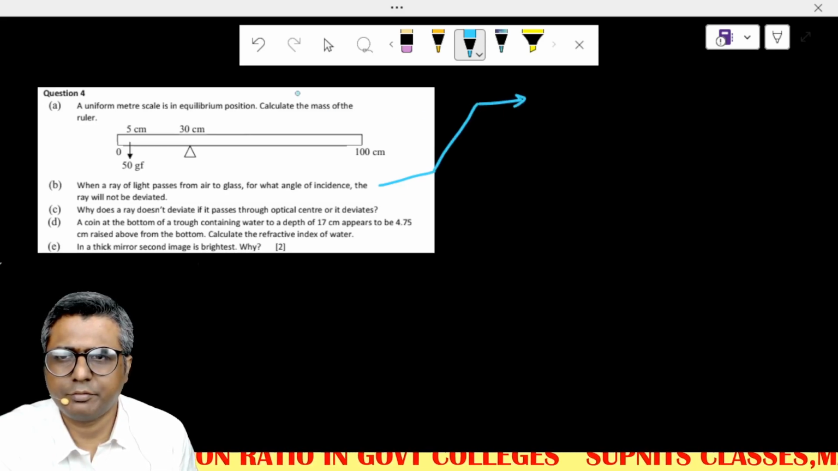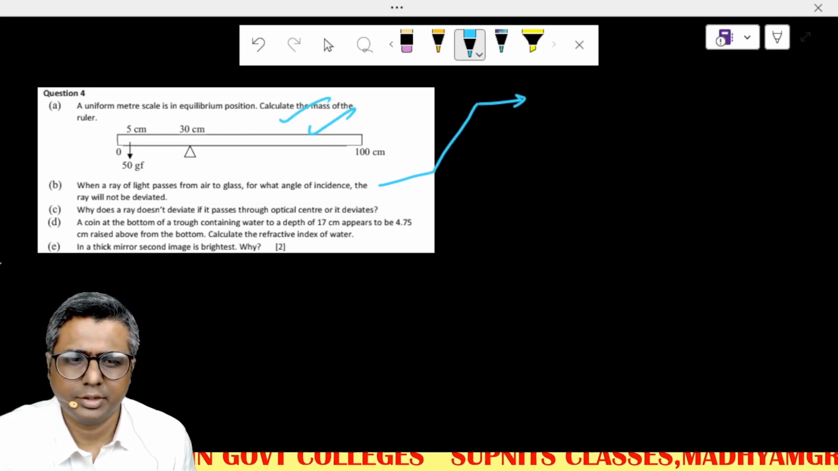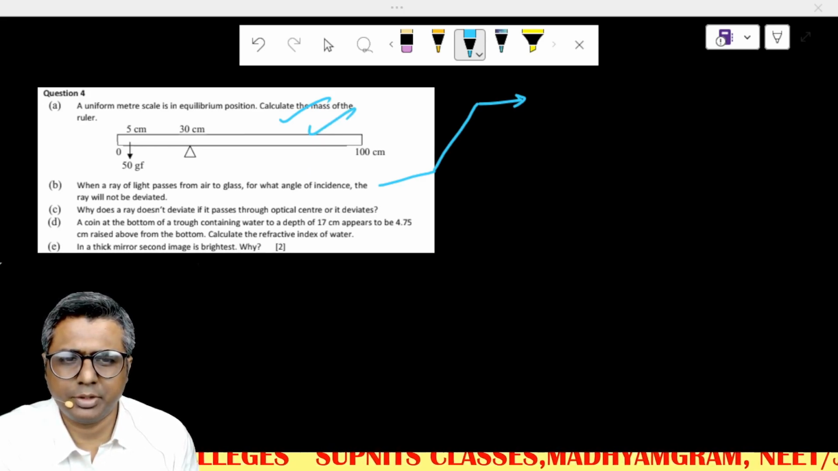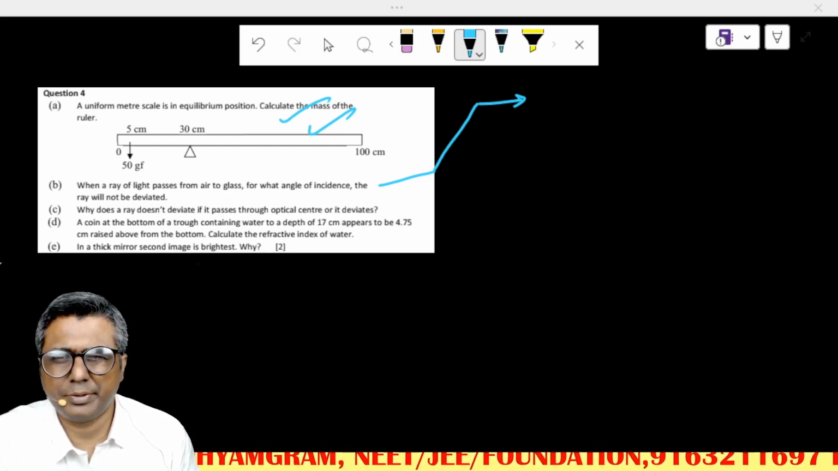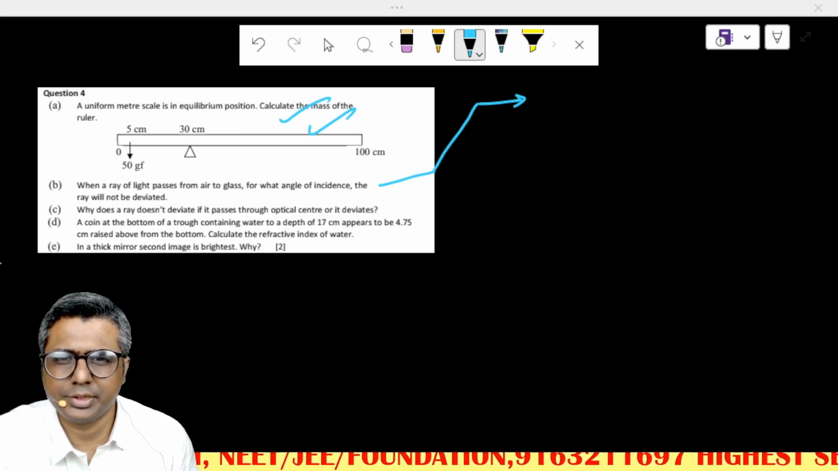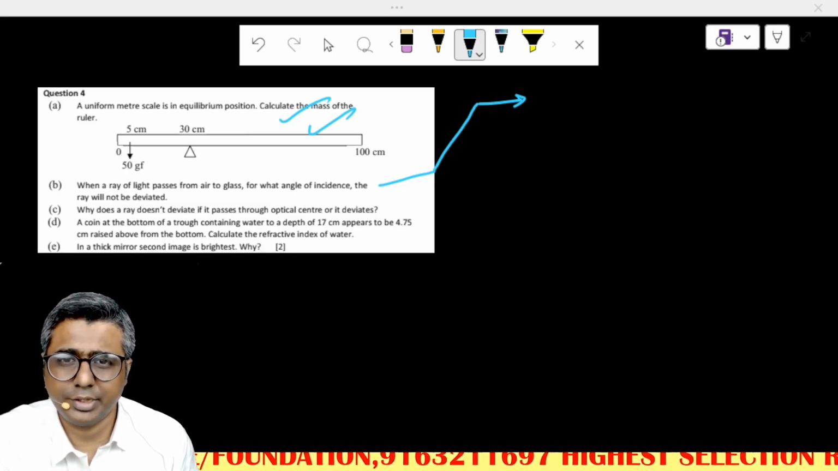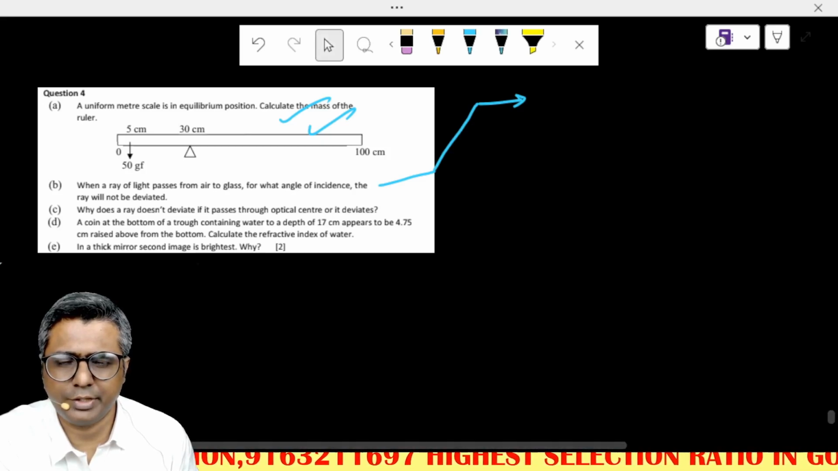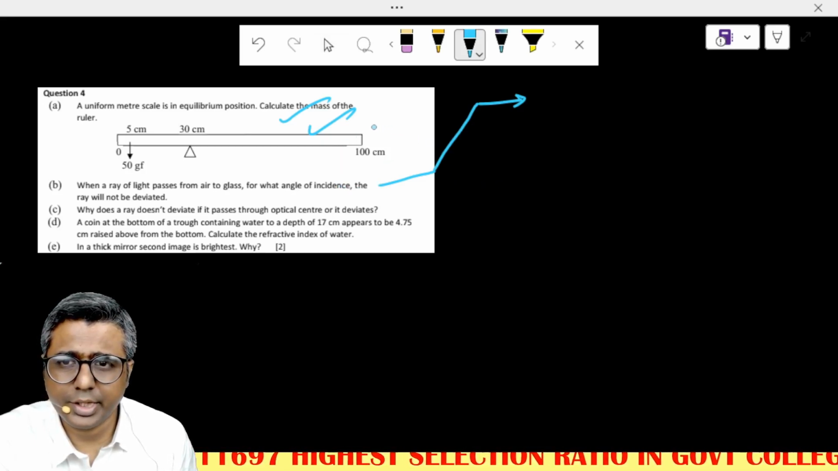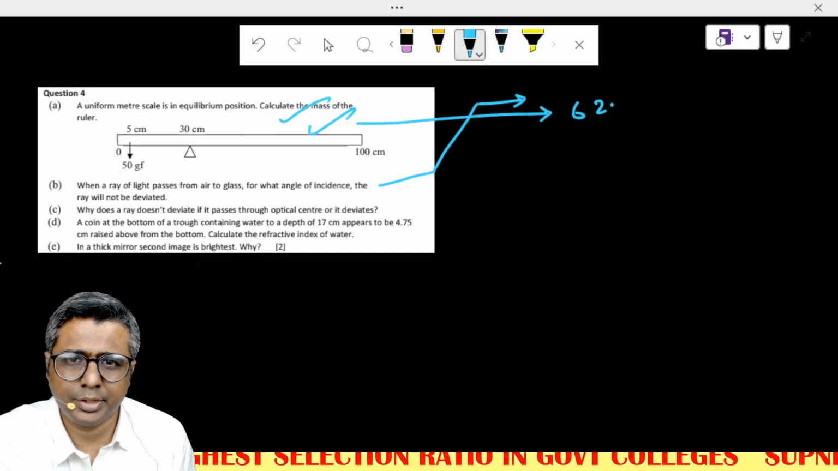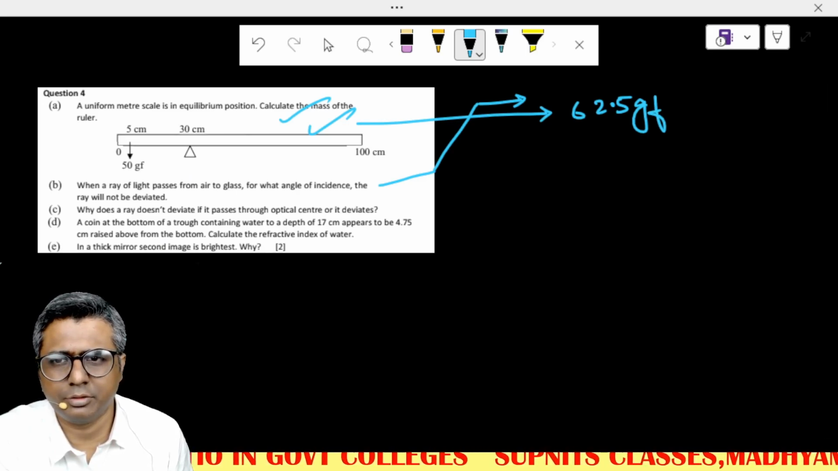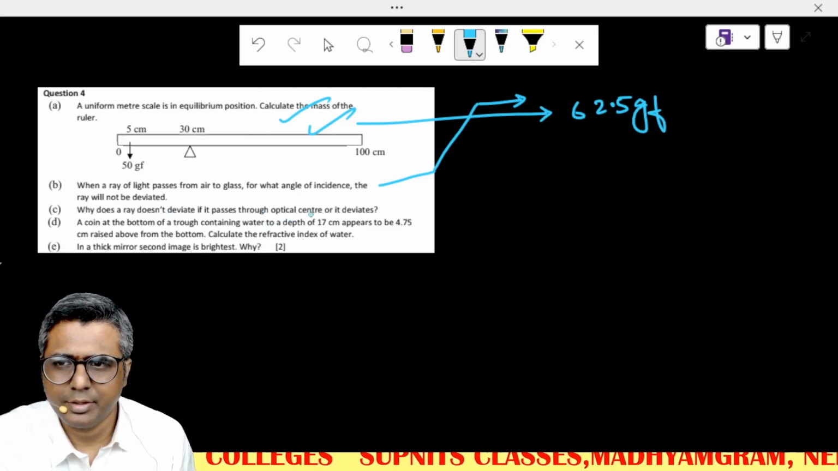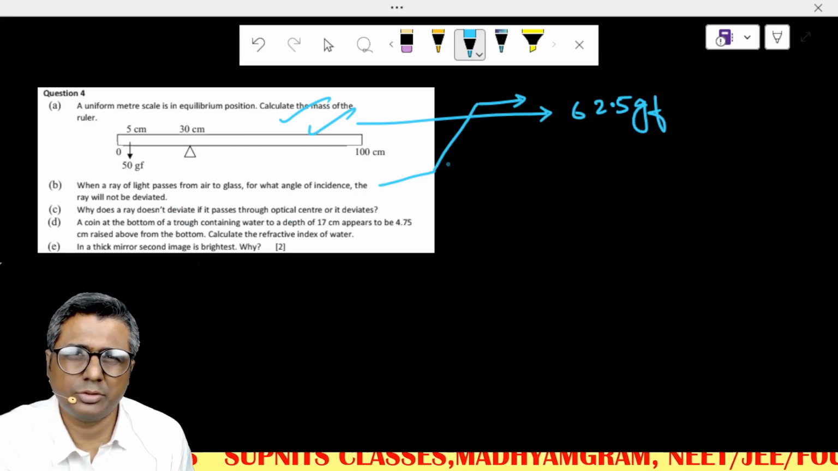Okay, first is this one, calculate the mass of the ruler. You just have to apply the moment of force concepts, nothing else. This is a very simple question. I hope each and everyone has done this one. The answer is 62.5 gf. Just anti-clockwise moment is equal to clockwise moment, as simple as that. Pretty easy question. Should I solve it?